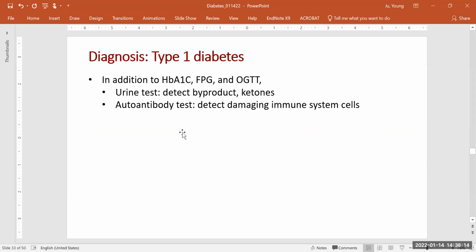If type 1 diabetes is suspected, in addition to the tests I just mentioned, a urine test can be used to look for ketones. The ketones are the byproduct from fat breakdown. And also, an autoantibody test can be used to see if an individual has destructive immune system cells associated with type 1 diabetes.